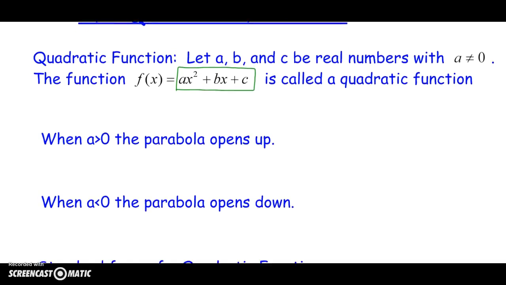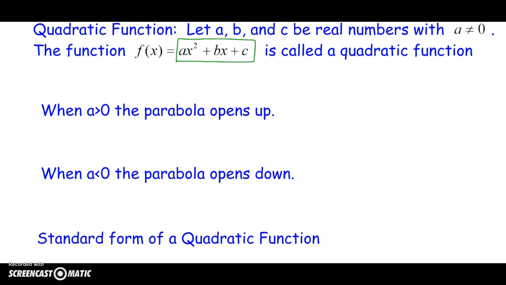All right, what you're going to get for a shape when you graph it is known as a parabola. As long as a is bigger than 0, aka a positive number, that parabola is going to open up. Anytime a is less than 0, that parabola would then open down. I'm sure you've seen this in some of your prior courses.